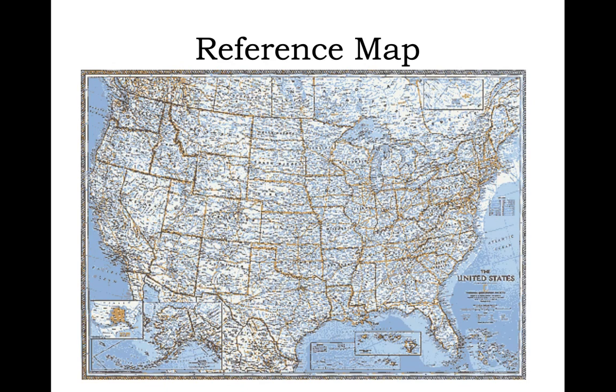This is an example of a reference map. You would use this map to figure out where you are in relation to something else. For example, the state of Minnesota is here. It is to the east of North Dakota and South Dakota, and to the west of Wisconsin, and to the north of Iowa.